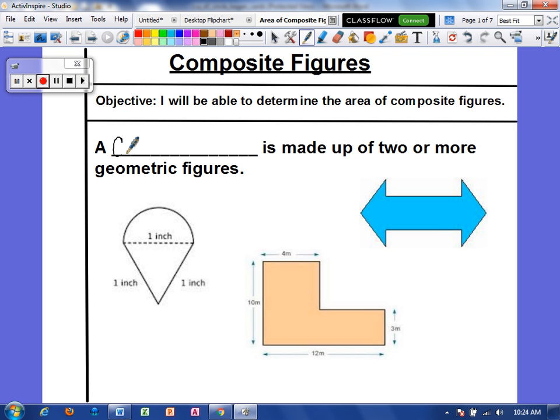So a composite figure is simply a figure that is made up of two or more geometric figures. As you can see here, in this composite figure we have a triangle and a semicircle. In this figure, we've got two rectangles. In this figure, we've got a triangle, a rectangle, and another triangle.